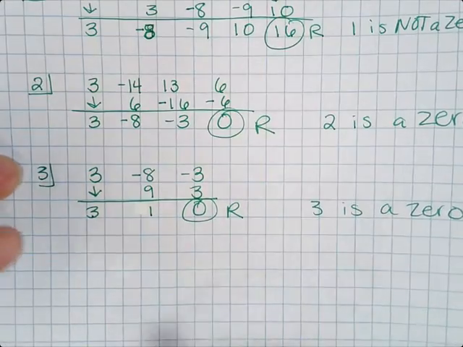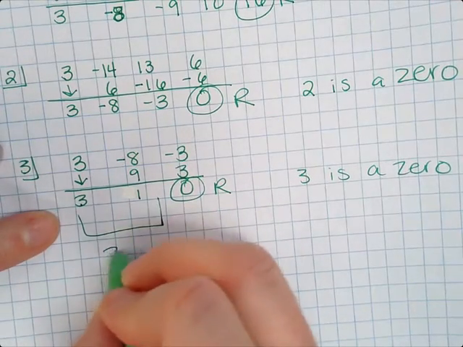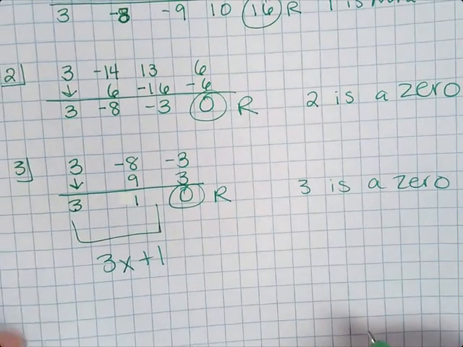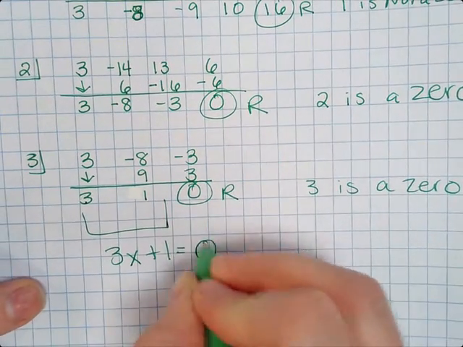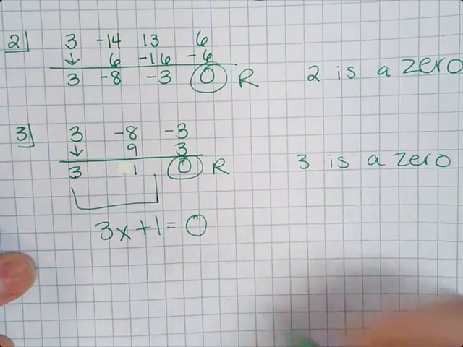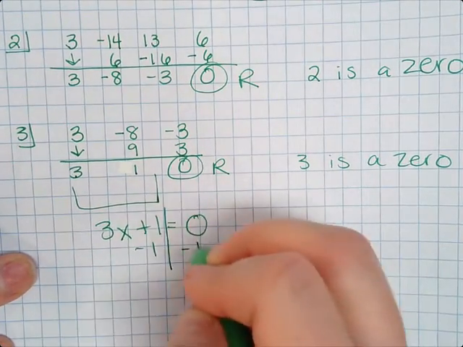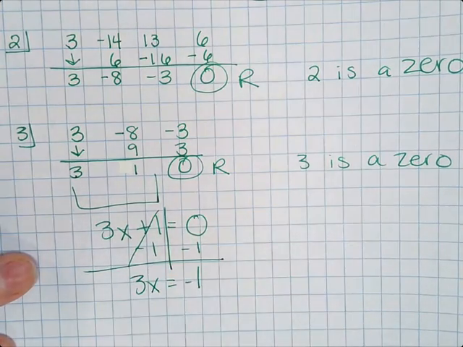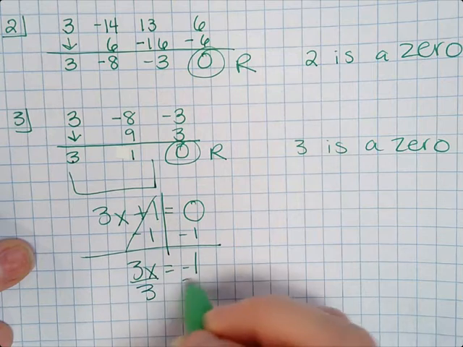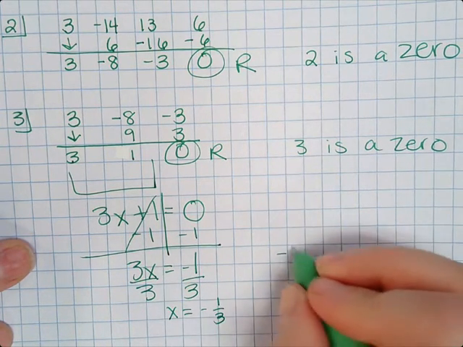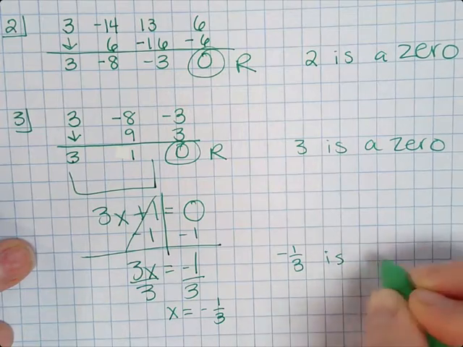And so what's left, this means 3x plus 1. And so we set this equal to 0 and solve for the last x. -1, -1. 3x equals -1. Divided by 3. So x equals -1/3. So -1/3 is a 0.